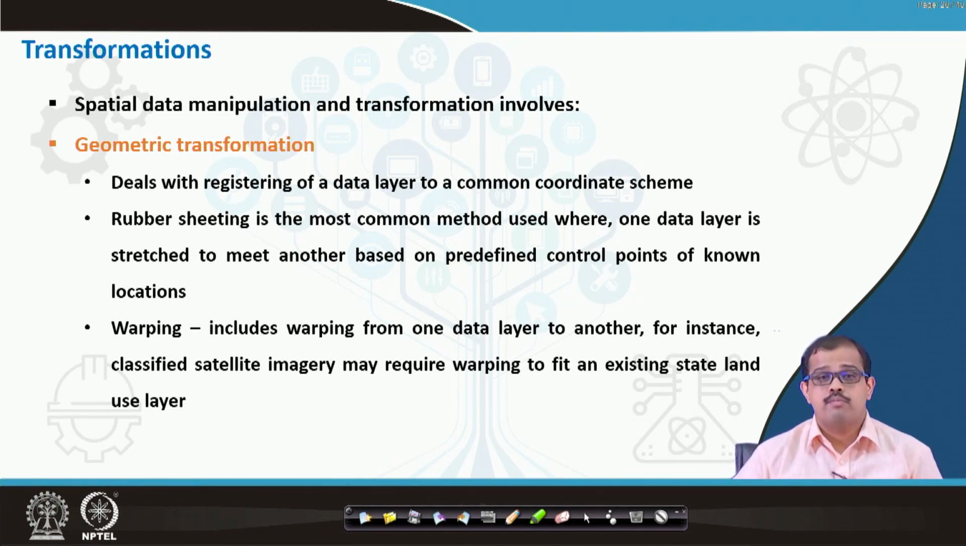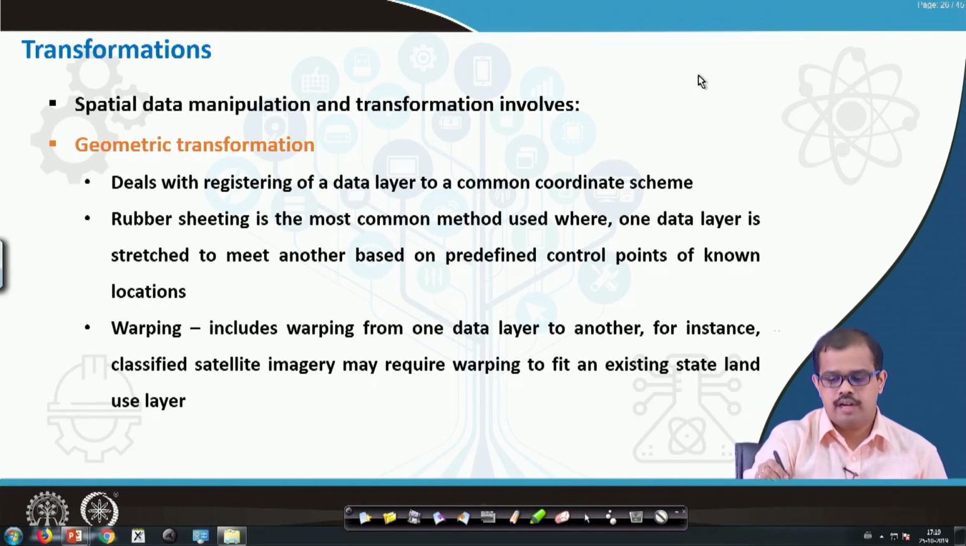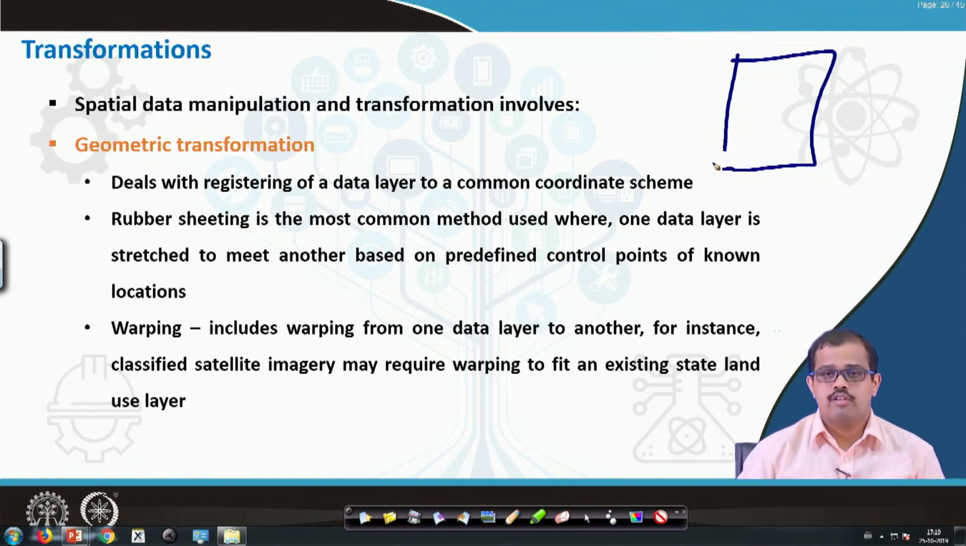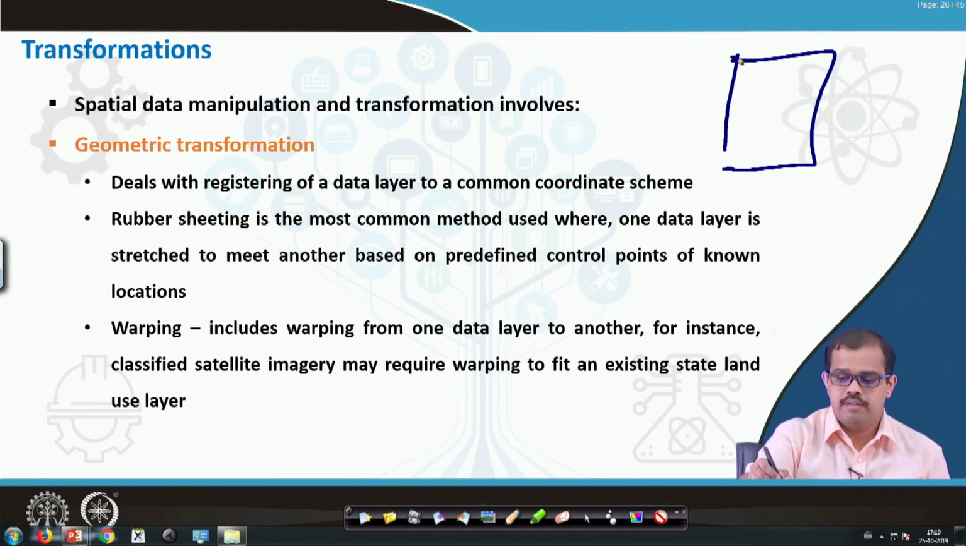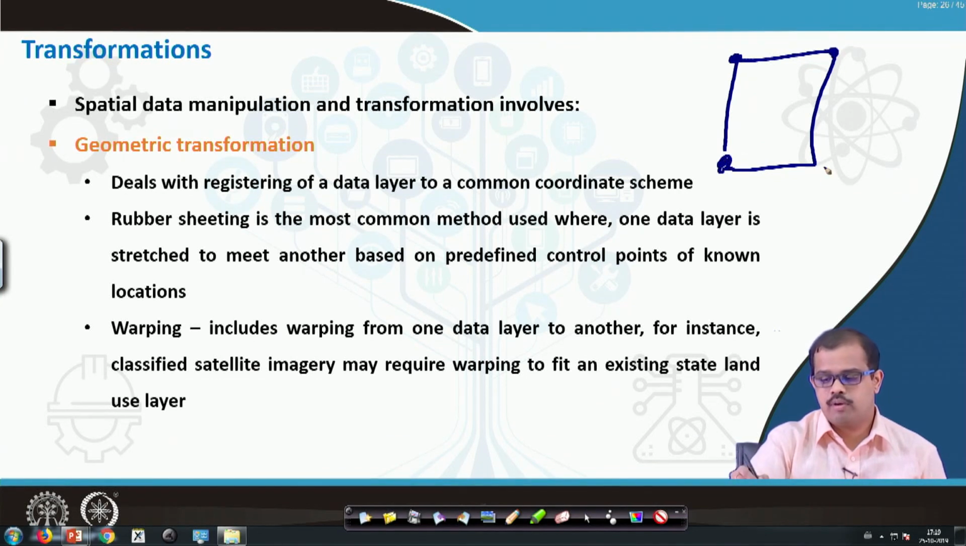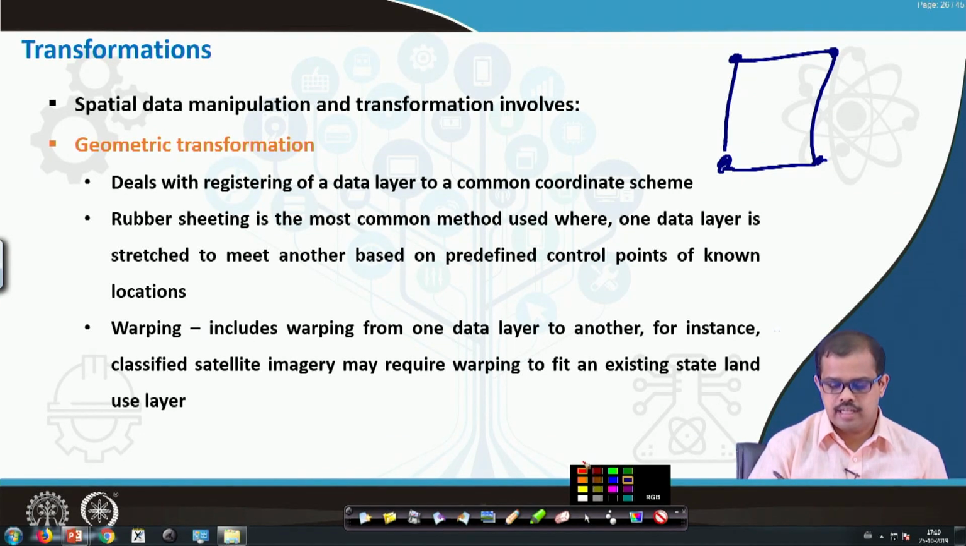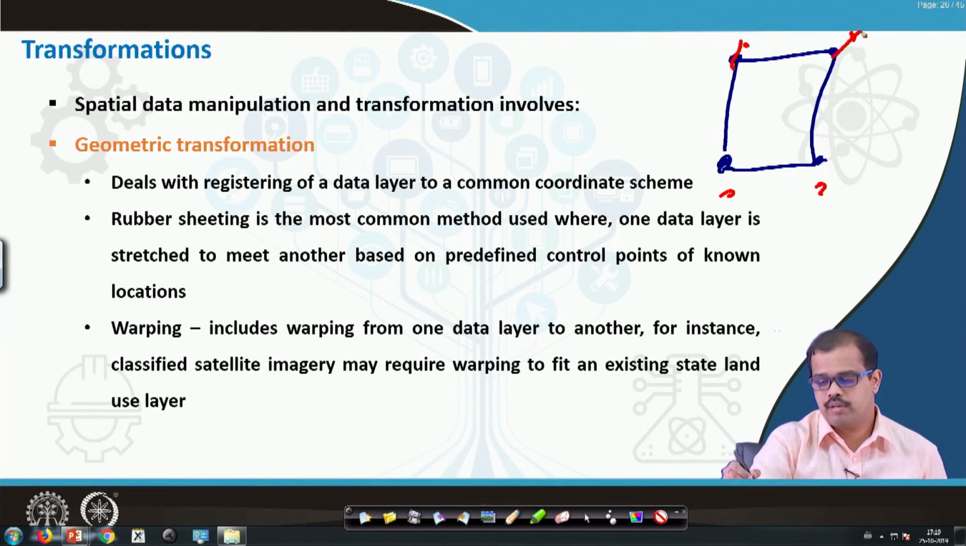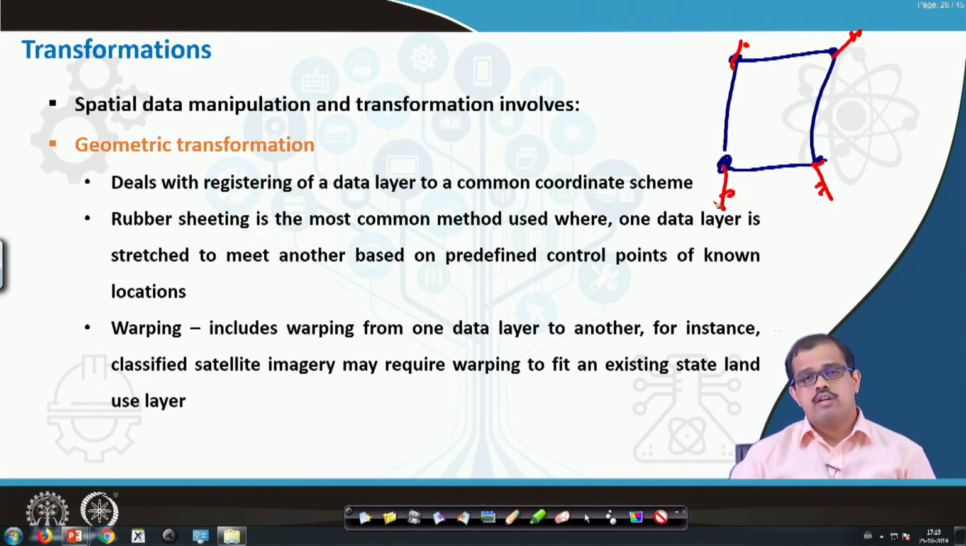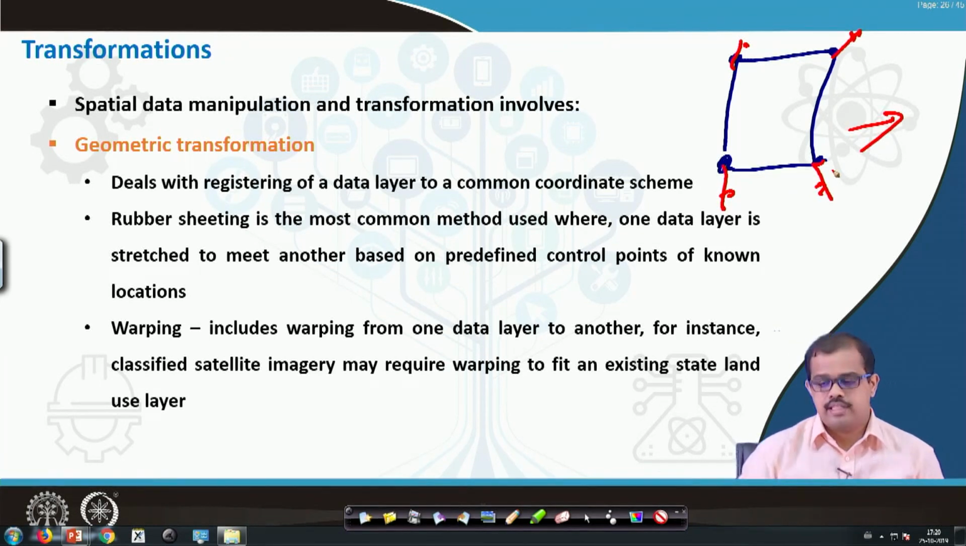Rubber sheeting is the most common method used, where one data layer is stretched to meet another based on predefined control points. For example, let us say I have one data layer here, and there are predefined control points, these 4 points for this data layer. Now in my other map I have predefined control points which are here. So what you do is you stretch this map, or tie these 4 points into this location, and match it to the other map. That is nothing but your geometric transformation.